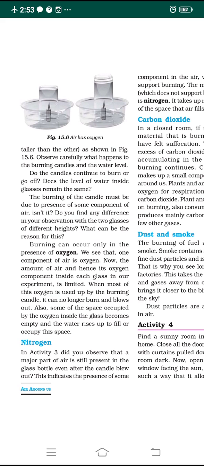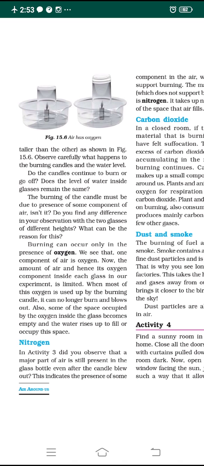See, burning can occur only in the presence of oxygen gas. The process of burning is supported only in the presence of one of the important components of the mixture of gases, that is oxygen. So we see that one component of the air is oxygen. One of the important components of the air is oxygen.